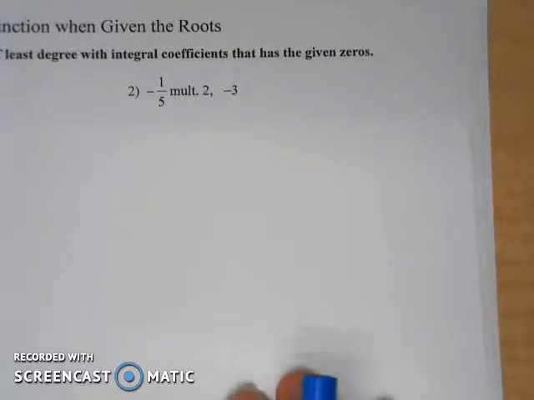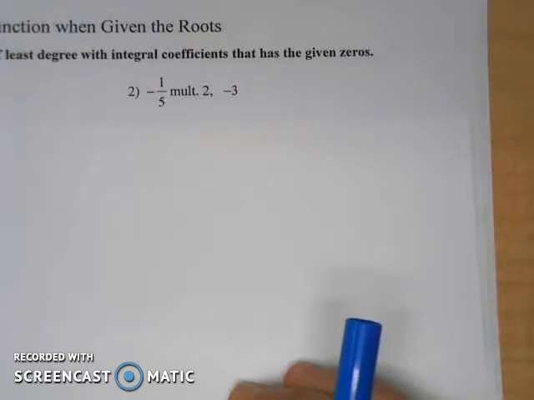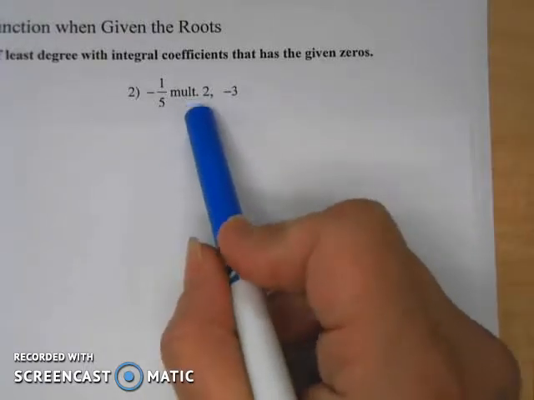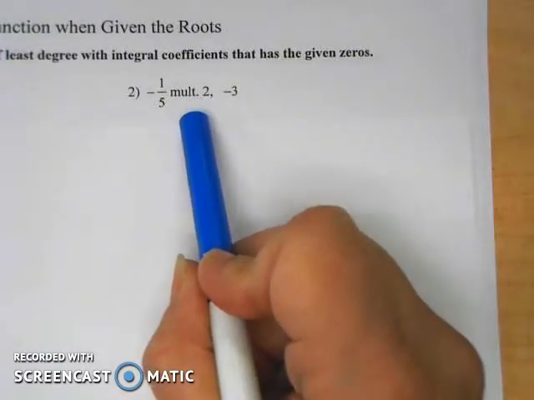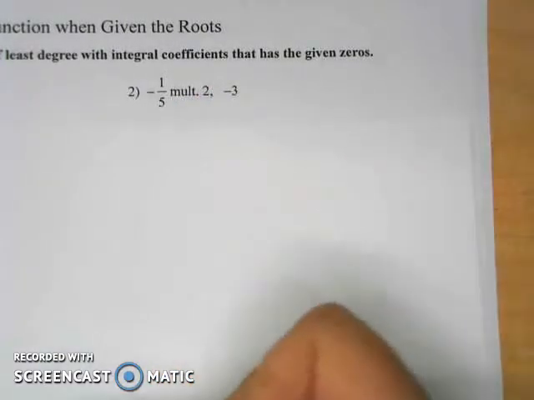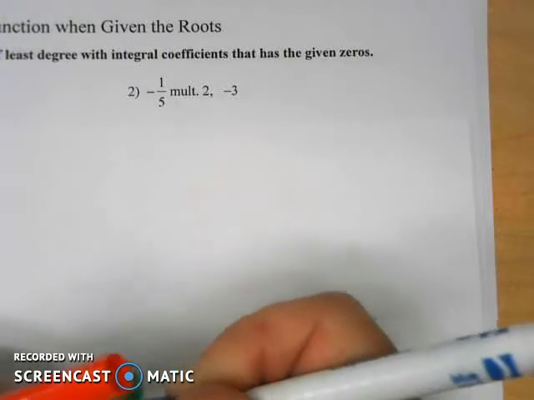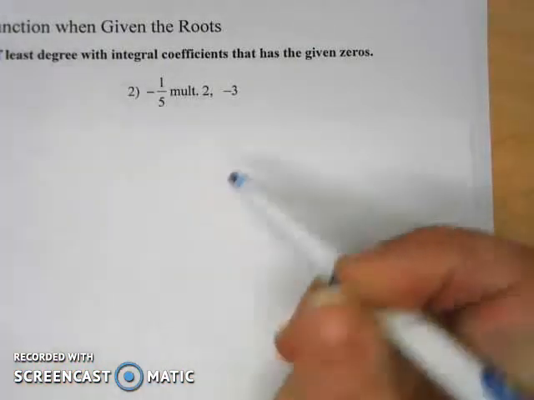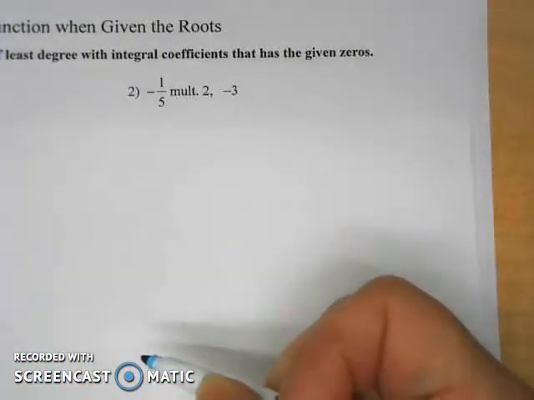Hi guys, we're going to continue our work with writing a polynomial function in the least degree when we are given the roots. We're going to look at one more example that now contains a multiplicity. So we'll talk about what that means. This particular example is giving us two roots, two values of x that we can use to develop a polynomial.